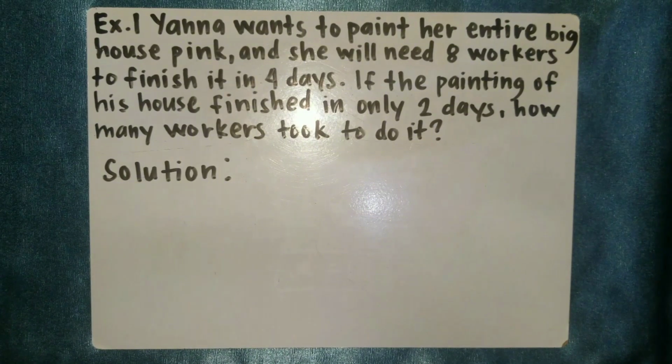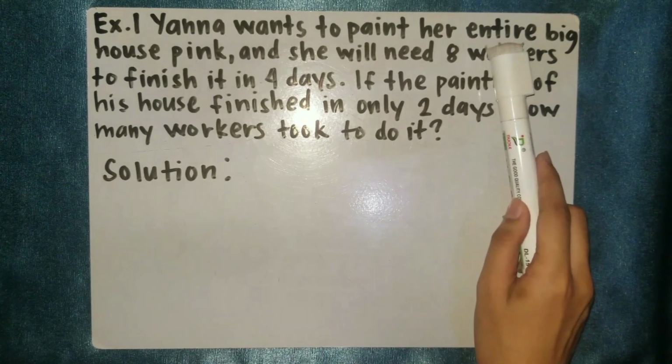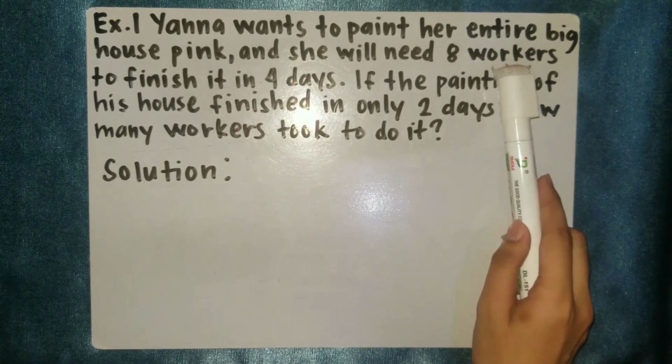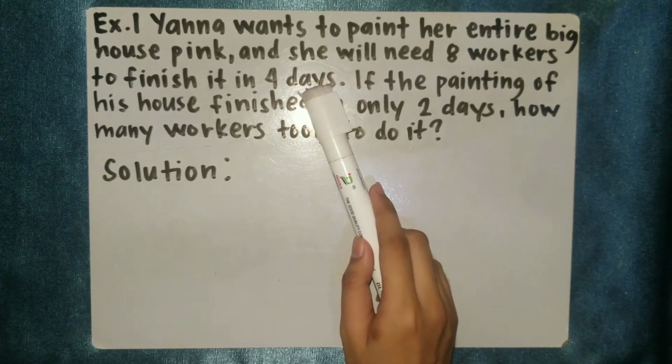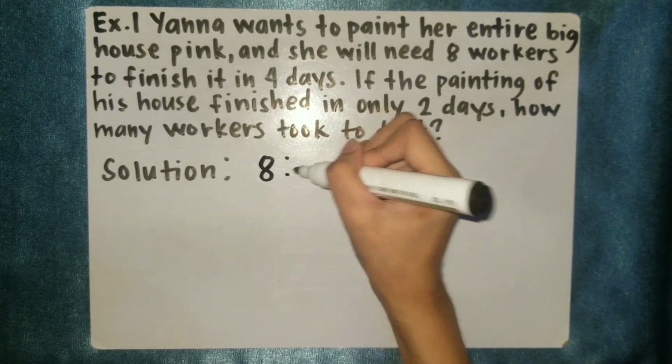Sabi dito, gusto ni Yana na pinturahan ang kanyang buong malaking bahay ng kulay pink at kakailanganin niya ng 8 workers para matapos ito sa loob ng 4 na araw. So ito yung magiging first ratio natin. 8 workers is to 4 days.